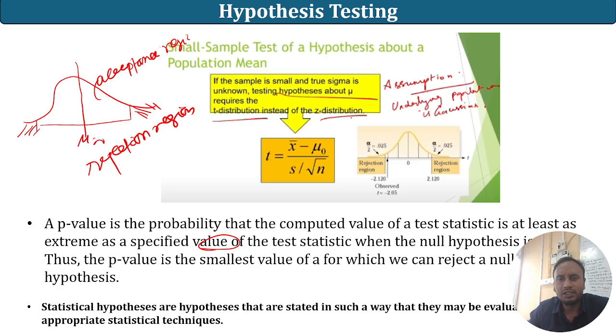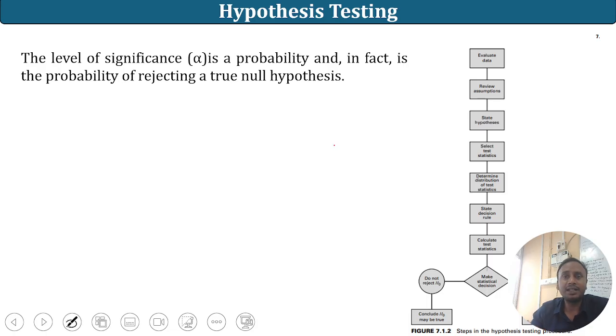If the sample is known and sigma, the standard deviation, is unknown, then the underlying condition is Gaussian. When we talk about the t distribution, it should be normal, like Gaussian distributions. In that case, t becomes x minus mu naught divided by s upon root n. So we have discussed that, and then we'll discuss what the t is. After that, what are the steps involved?